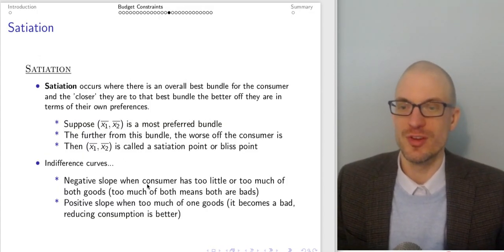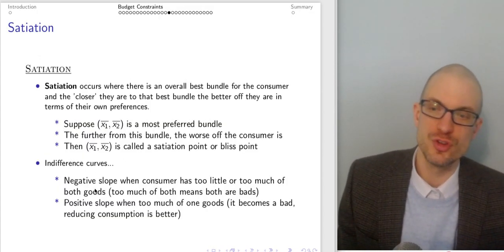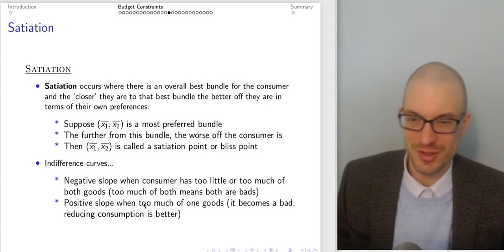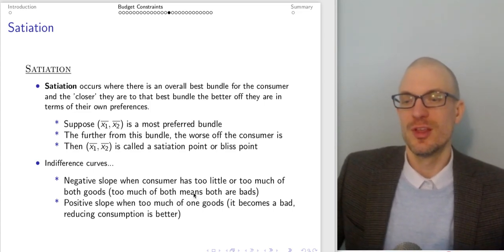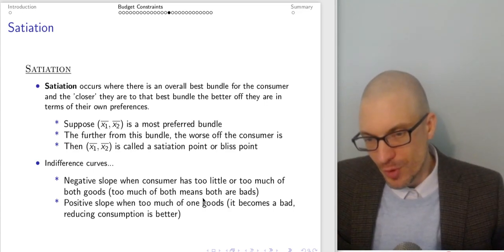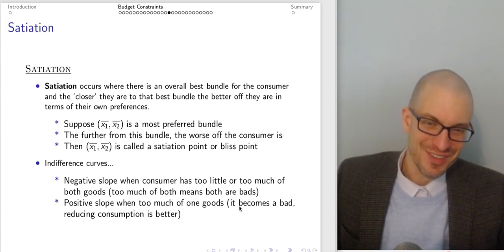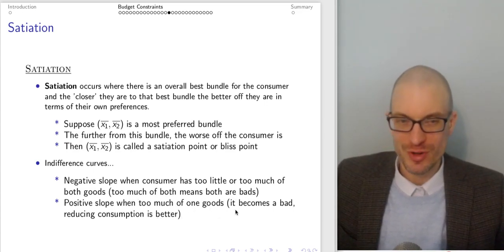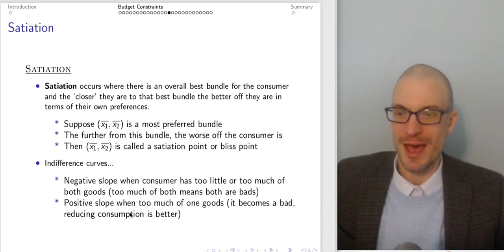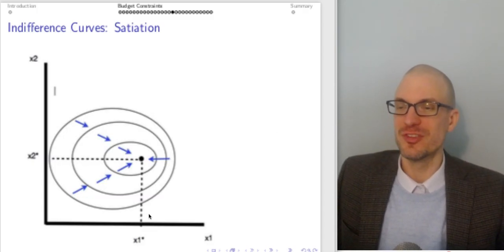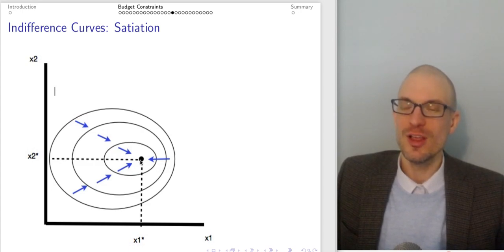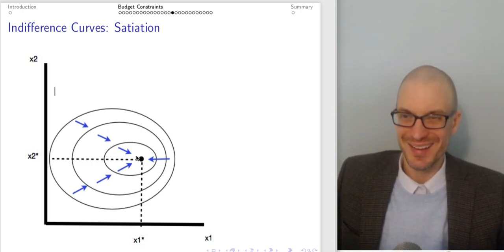When the indifference curve has a negative slope, the consumer has too little or too much of both goods. When it has a positive slope, they have too much of one of the goods. So if you have too much of both, it means that both are bads. If you have too much of one good, I'm dodging my microphone, then it becomes a bad. So you'd have to reduce the consumption to be better. That's just justifying this picture here. We don't want this to happen, right? We're going to assume that for the rest of the course, this doesn't happen.